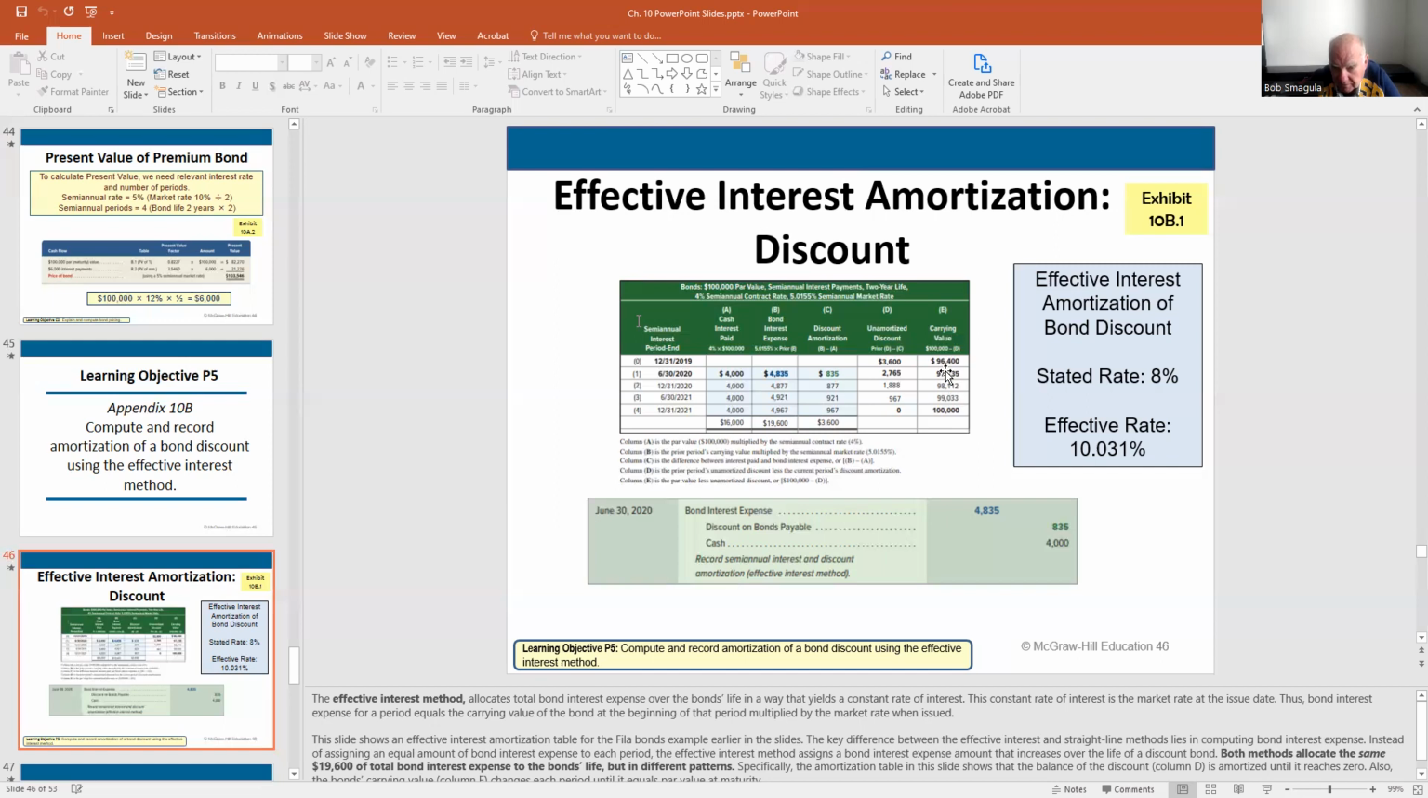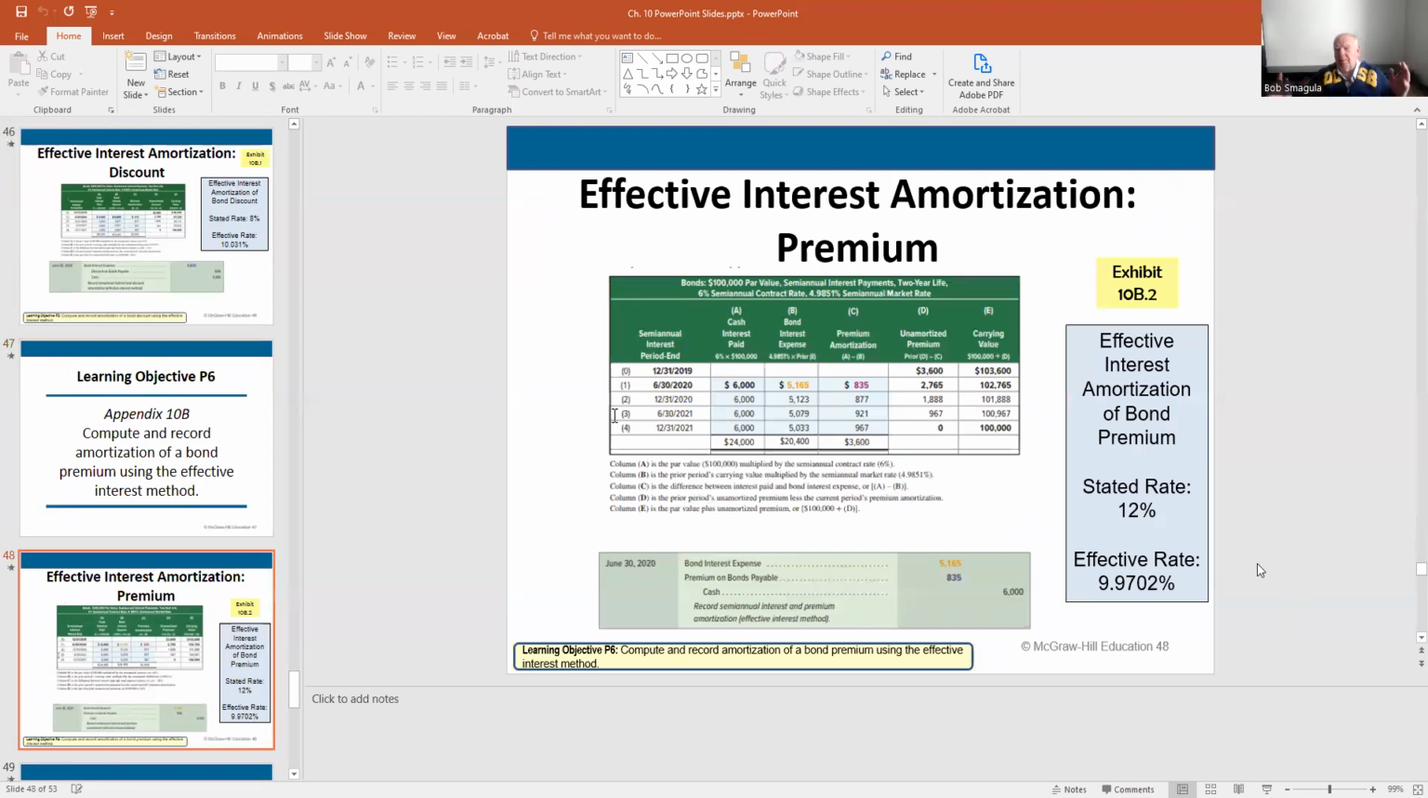So the carrying value times the market rate is your total interest. I think that's the simplest way to get it across. Once you have this number here, the rest of the numbers pop right out. There's the 4,000 for cash, and here's the amortization. Debit interest expense for 4,835 right here. Credit the discount in this case, and credit cash for 4,000.